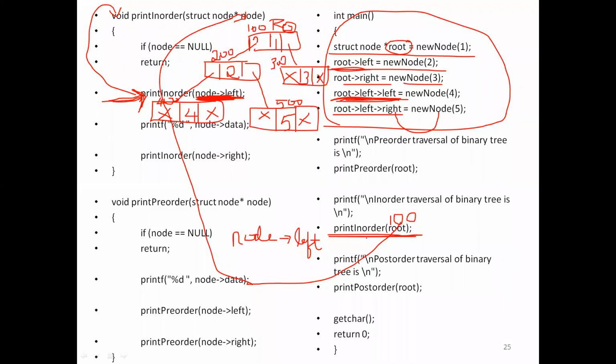Guys, are you able to understand? Please reply, this is important. Why are you saying the answer 2, 4? I'm asking node left. Node left is nothing but some pointer variable, right? Now it is understood. Node left is nothing but 100 left, and 100 left is storing 200, right? Please reply me, guys.